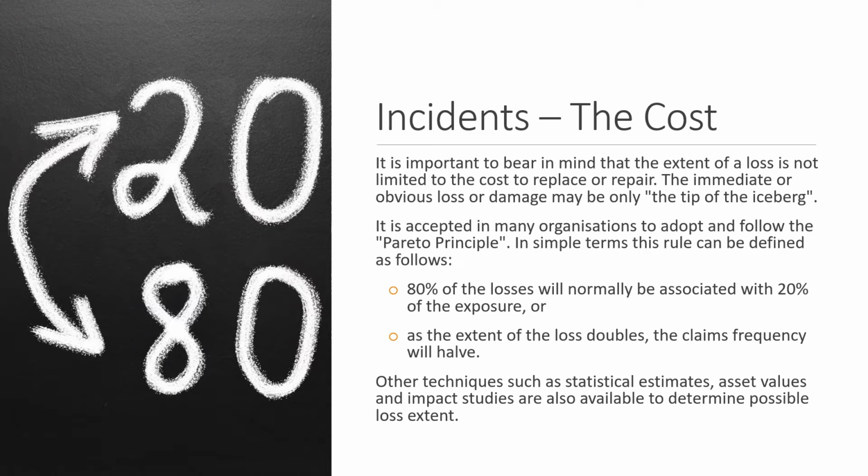It is accepted in many organizations to adopt the following Pareto principle. In simple terms, this rule can be defined as follows: 80% of the losses will normally be associated with 20% of the exposure, or as the result of the loss doubles, the claims frequency will halve. Other techniques, such as statistical estimates, asset values, and impact studies, are also available to determine possible loss extent.